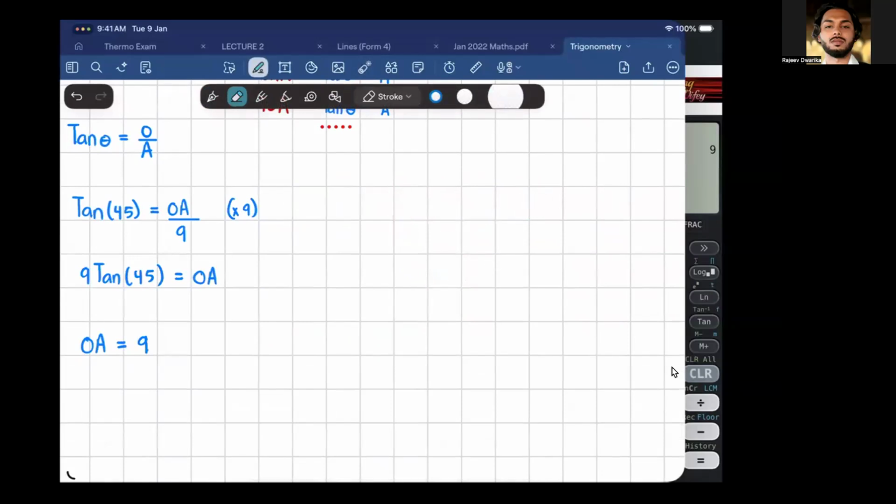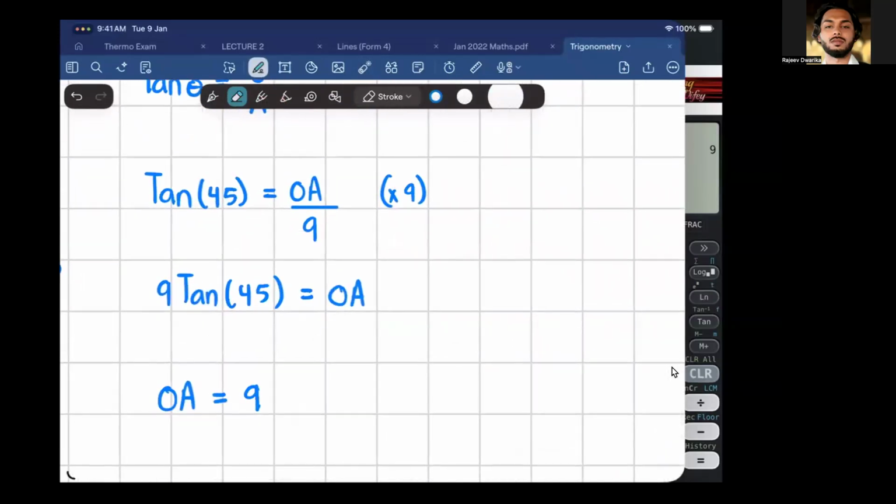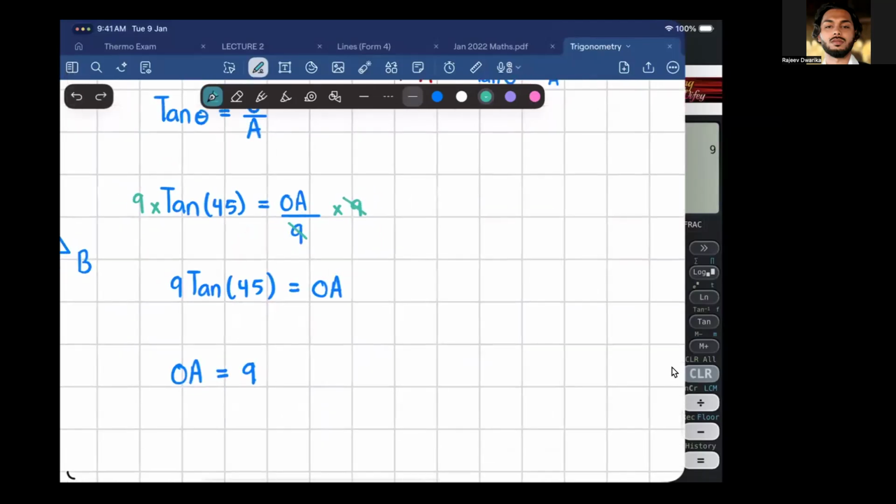So check this out. Over here, we said that we wanted to find OA. So to find OA, we ended up multiplying both sides by 9. Understand? Yeah. And we did that so that the 9 will cancel off. But like you just saw, if I do something on one side, I need to do it on the other side. So I can't just multiply this side by 9. I need to multiply this side by 9 as well. Right. So this is one way you can do it.